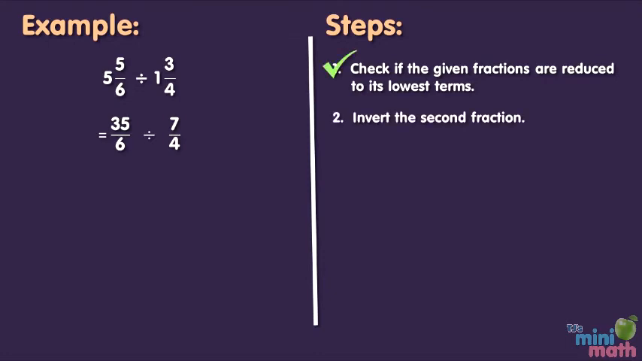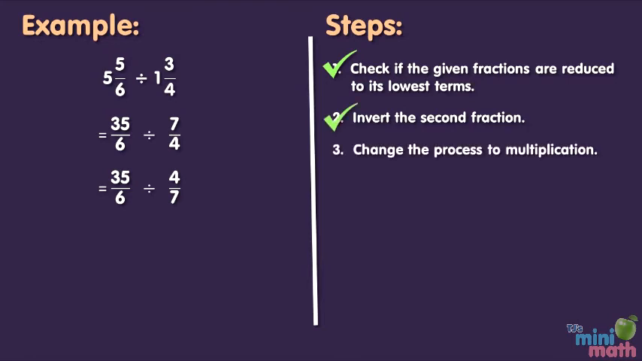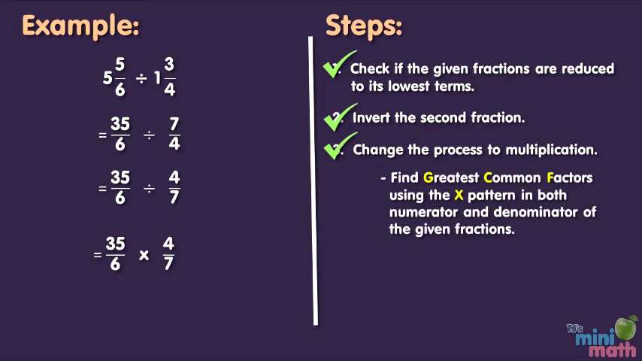Next, we are going to invert the second fraction. The second fraction here is 7/4. It will become 4/7. Okay, then change the process to multiplication. So it will become 35/6 times 4/7. Next, we are going to look for the GCF using the X pattern in both numerator and denominator.